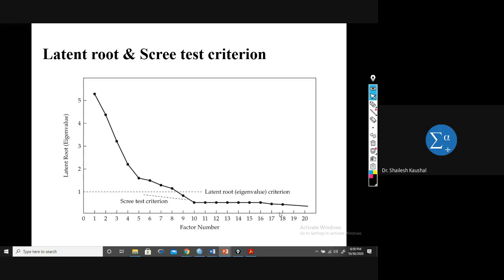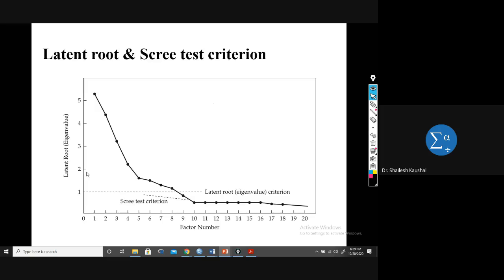Here we are taking 18 questions, and here you can see on the x-axis 1, 2, 3. So after conducting the exploratory factor analysis, we will get all the factors. If we are taking 18, then we will get 18 factors. But how do we decide how many factors we should take? It is decided by the eigenvalue, and it should be 1.